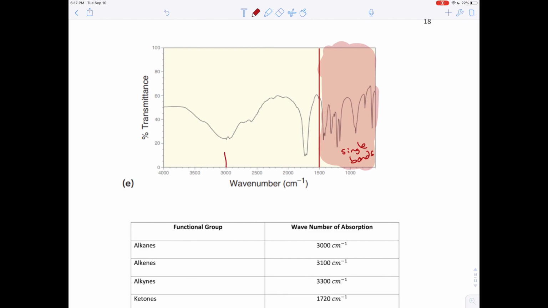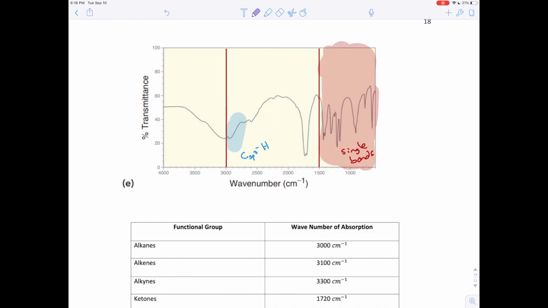Another useful line is at 3000. If you notice, this starts off pretty smooth and gets a little bumpy to the right of 3000. And that bumpiness is coming from our old friend, the sp3 carbon to hydrogen bond. But it's not its normal self here. Normally it's something like that.